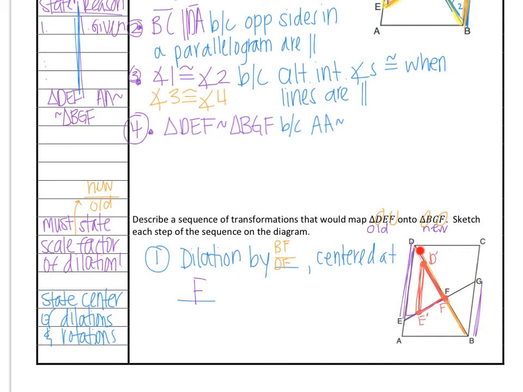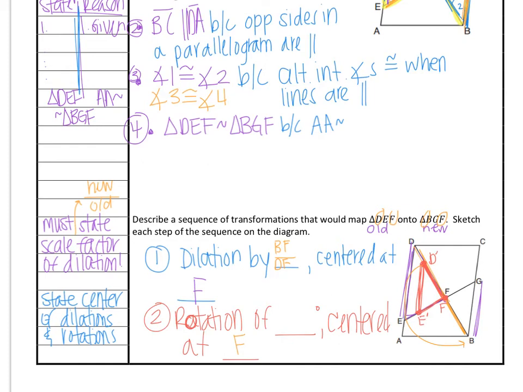Now we know that D has to map onto B based on this. D has to map onto B. E has to map onto G. So hopefully you're recognizing that this is a turn. And a turn is called a rotation. And in this case, we are rotating a certain number of degrees centered at a certain point. In this case, we're still centered at F, and we are rotating a full line. I don't know if you can see that, a full line, meaning 180 degrees. And there you have it.